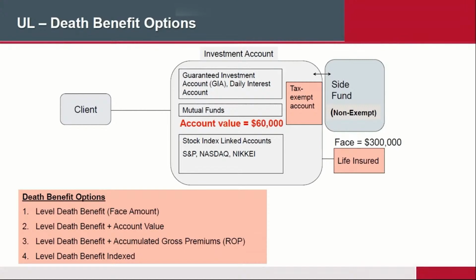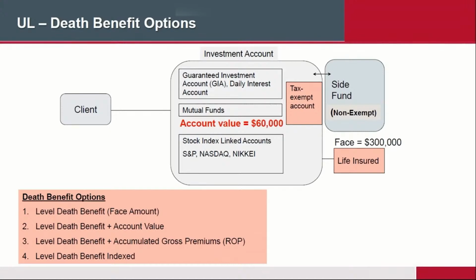But if you chose level death benefit plus the account value, in other words, plus whatever's inside, plus that $60,000 account value here, then the death benefit is $300,000 plus the $60,000. And so therefore $360,000 gets paid to the beneficiary. Once again, tax-free. Remember that $60,000 was in the exempt account, and so upon death, that money will be tax-free. So number 2 is the one that most times you're going to get on the exam, the most popular option. You must choose these options, by the way, at the time of underwriting. In other words, at the beginning of the case itself, not after the fact.